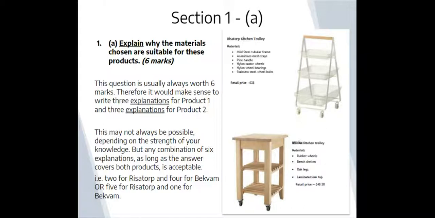That might not always be possible depending on how strong your knowledge of material properties are, but any combination of 6 explanations, as long as the answer covers both products, will be acceptable. So make sure, even if you are only covering 2 properties of the first product, you cover 4 for the other products to a maximum of 6. Or you might even do 5 for the first one, as long as one of your explanations covers the other trolley, then you've covered both products in your answer.